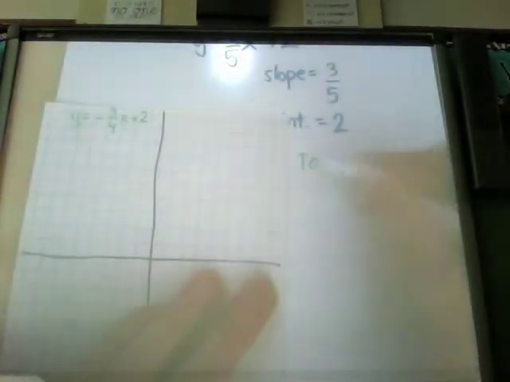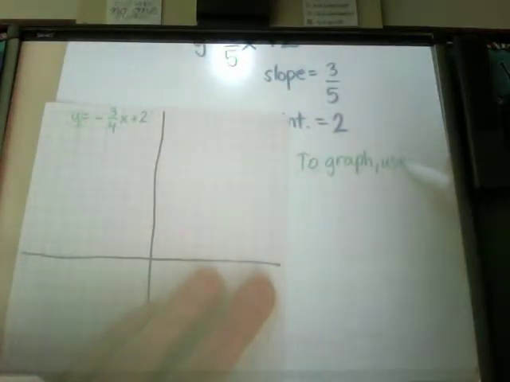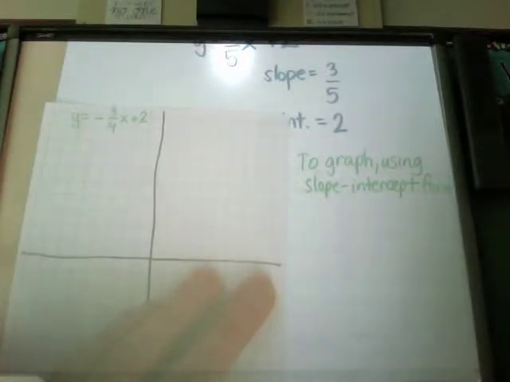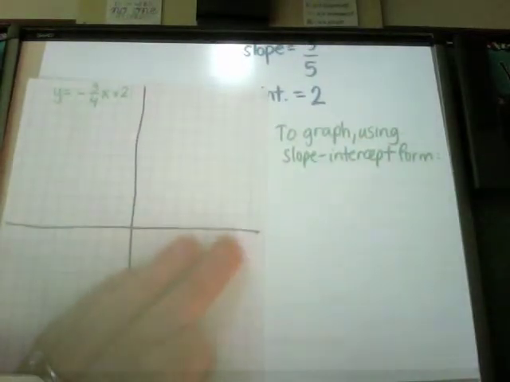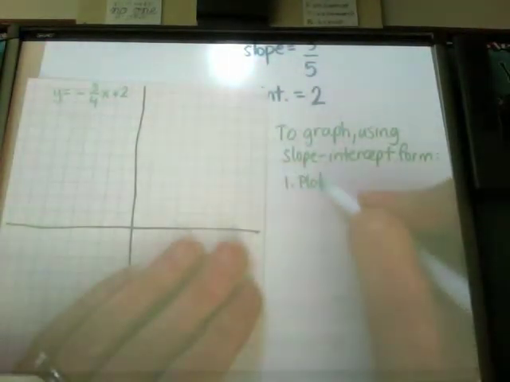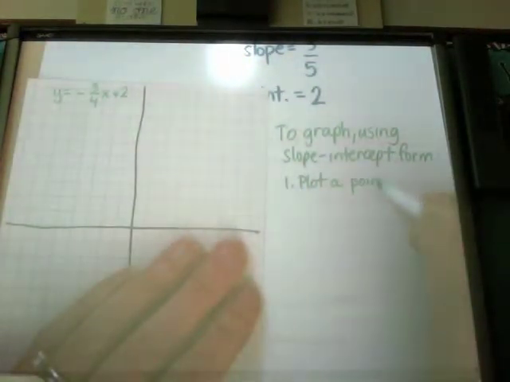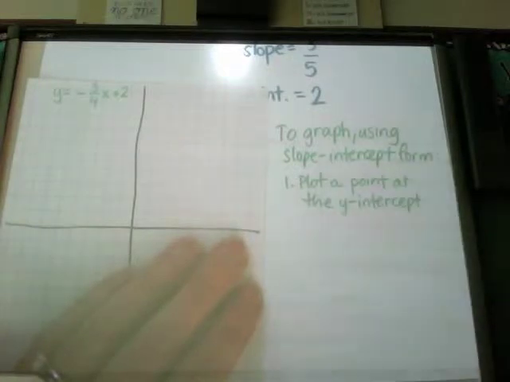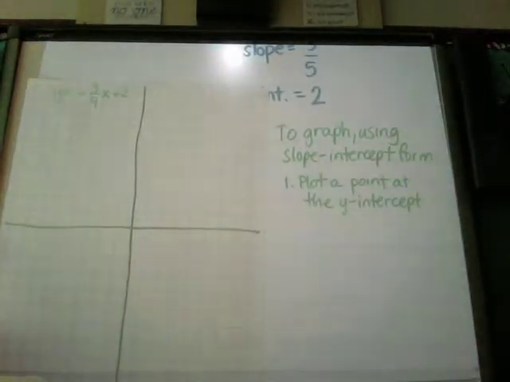Now, off to the side, I'm going to write some instructions to graph using slope-intercept form. There's only 2 steps to graph using slope-intercept form. 1, plot a point at the y-intercept. Now again, the y-intercept means where the line is going to cross the y-axis.